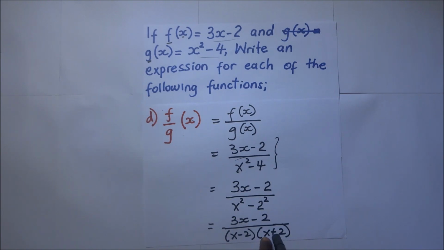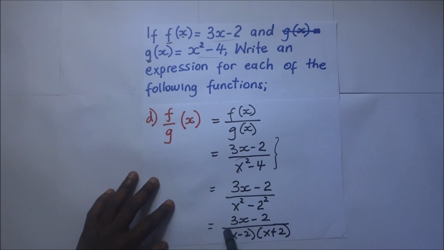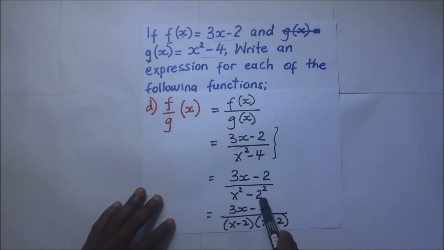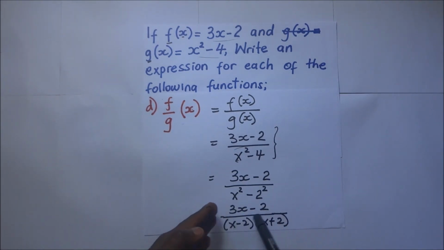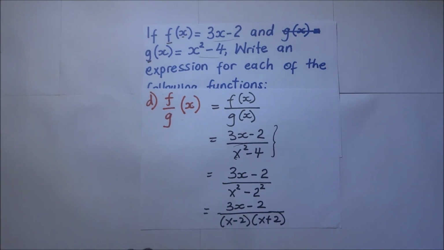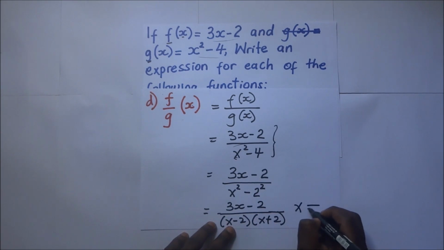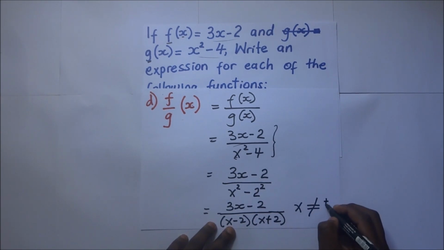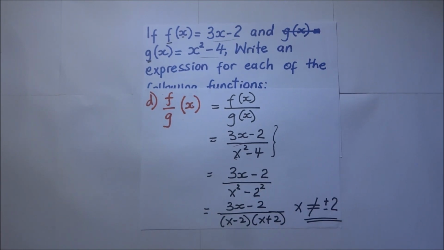Likewise, if I make x negative 2, it's going to be negative 2 + 2, giving 0. So it's going to make the entire denominator 0, and this quotient function would be undefined. So the condition here, therefore, is that the value of x is not supposed to be equal to plus or minus 2. That's the condition for this quotient function to stand.